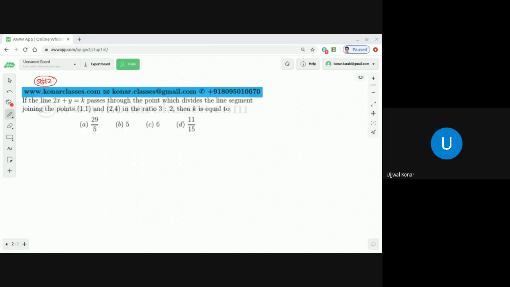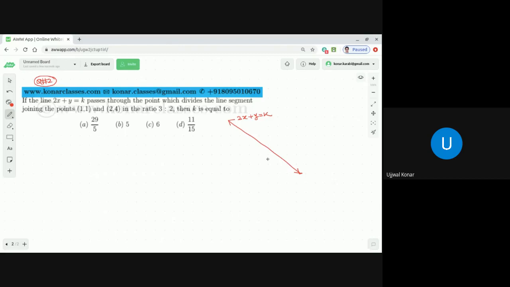According to the question, suppose the line is 2x plus y is equal to k. So this is our line, 2x plus y is equal to k. Dear students, you learn the way to solve this kind of problem. And if any one of you are able to solve it, then you can let me know your answer.